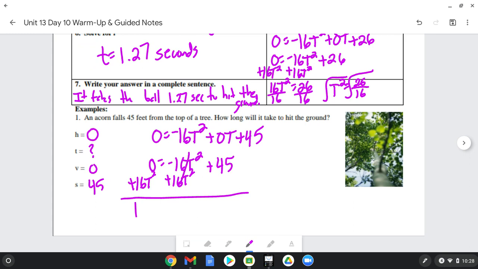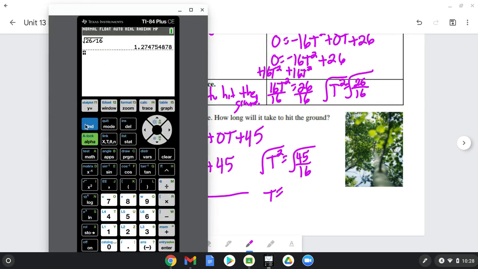Just doing some solving now that we learned first semester. We divide by 16. And now I do the solving by square roots, which we learned this semester, last week, I believe. And then we just got to take the square root. So if we take the square root of 45 divided by 16, let's see what we get. Second, square root, 45 divided by 16. We press enter, we get a decimal.